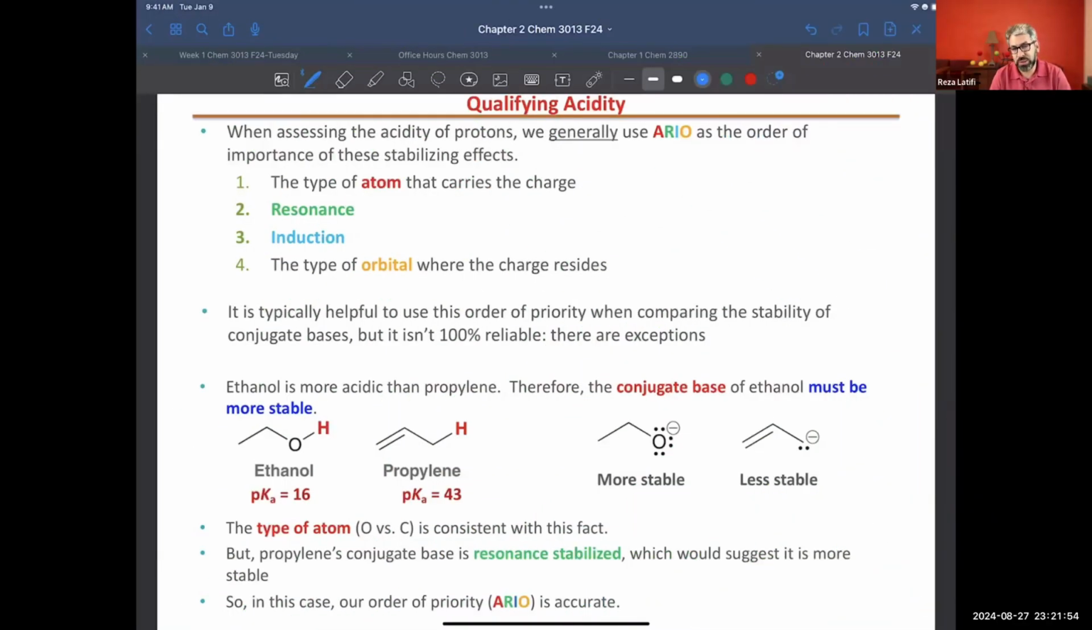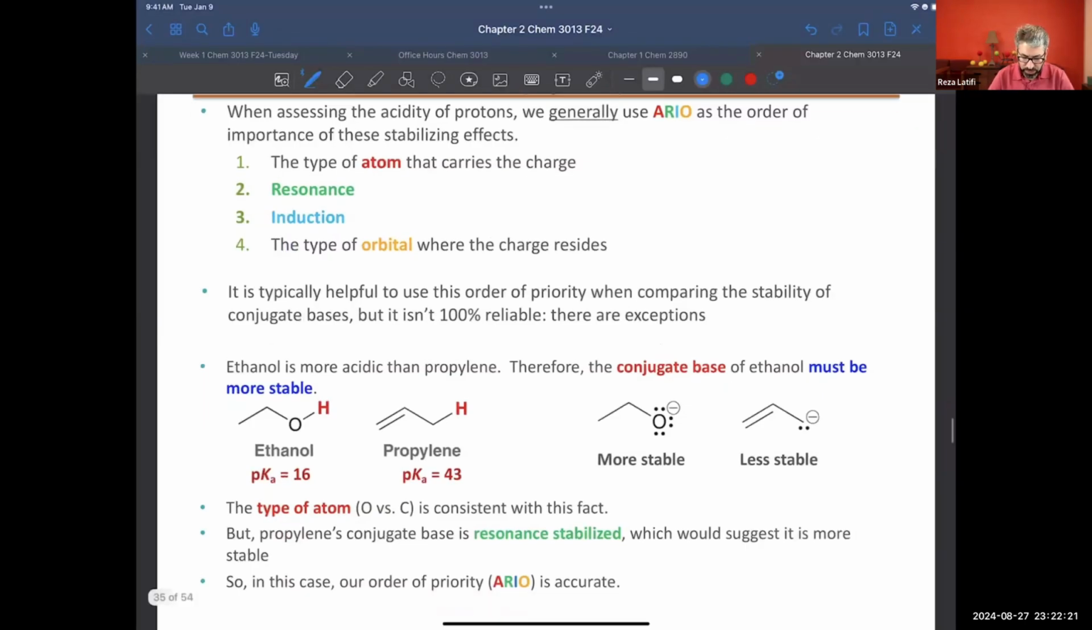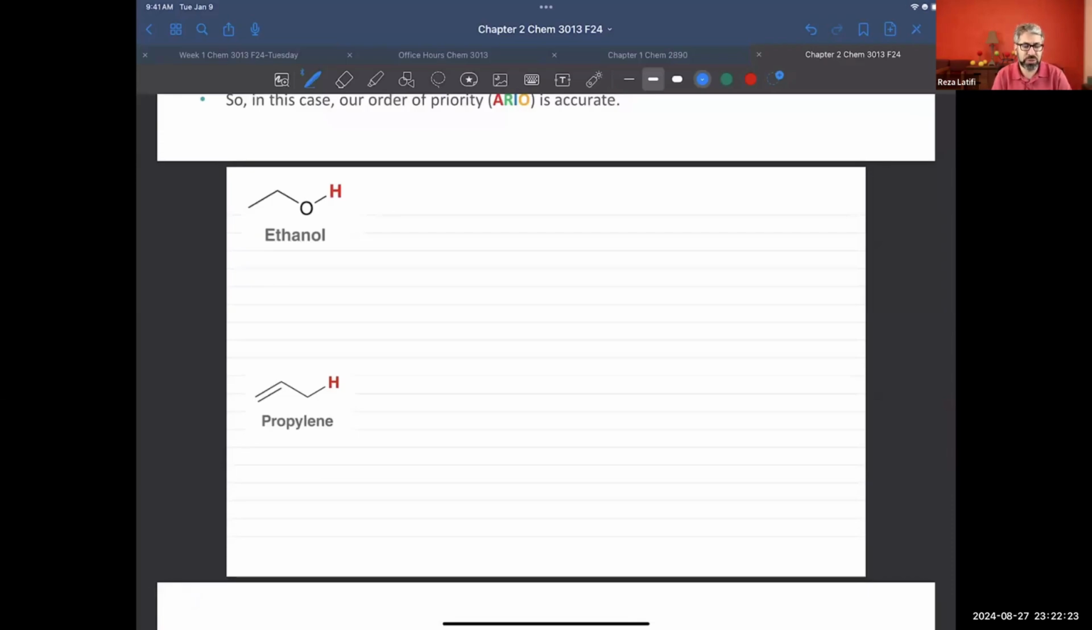Last lecture, we talked about ARIO, how to use it. A stands for atom or electronegative atom, R for resonance, I for induction, and O for orbitals. When you're using them, you should follow the order or priority. In this example, we have ethanol versus propylene. If I have these two molecules, is there any way to predict which one of them is going to be more acidic?